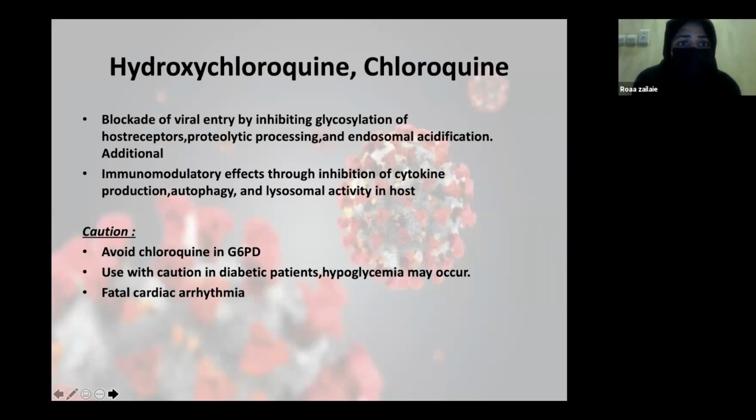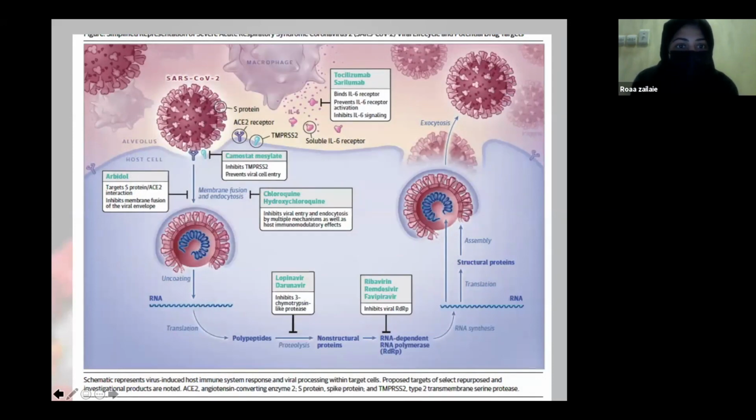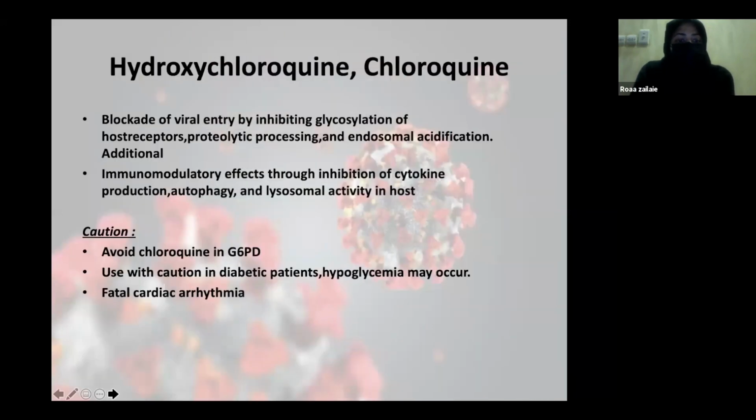So how it works: it blocks viral entry by inhibiting the glycosylation of receptors and preventing endosomal acidification, and it also acts as an immunomodulator through inhibition of cytokines, as we use in SLE. Chloroquine should be avoided in G6PD deficiency. We have to use it with caution in diabetic patients because it can cause hypoglycemia, and it can cause fatal cardiac arrhythmia, mainly in adults.